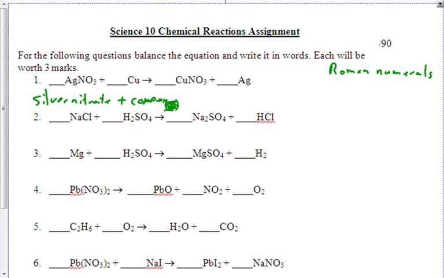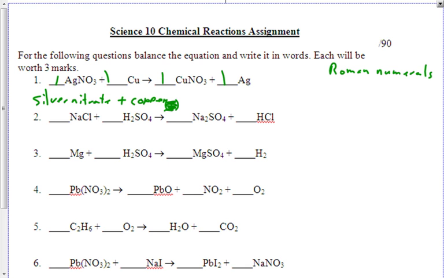Remember that the Roman numeral is only there to tell us in a compound which charge was used to make that compound. When this thing is an element, it has no charge and thus doesn't need an indicator as to what its charge is. All right, is everybody following me there? Right, and so that was the mistake that happened on that one. It was already balanced. It was all ones. Okay. All right, number 2.